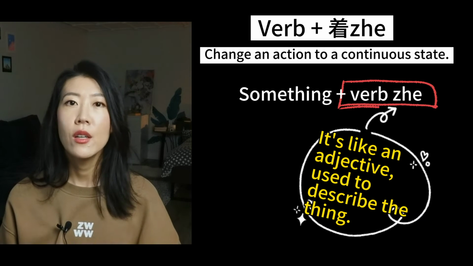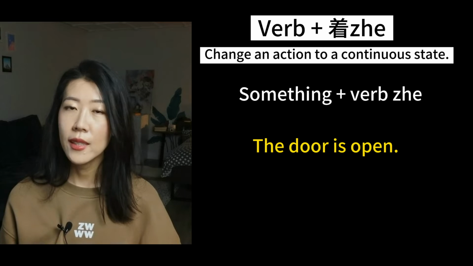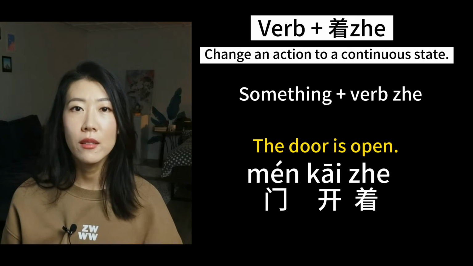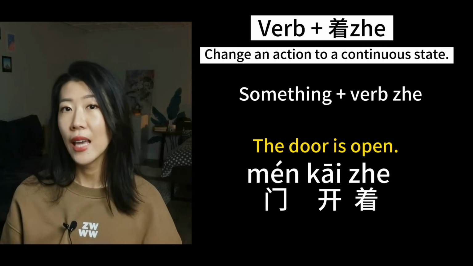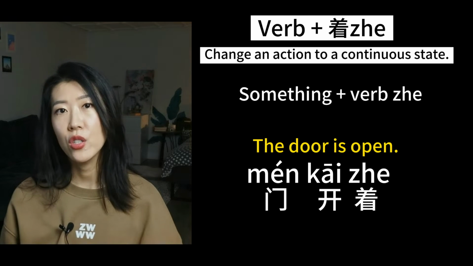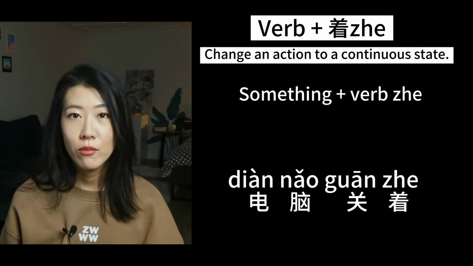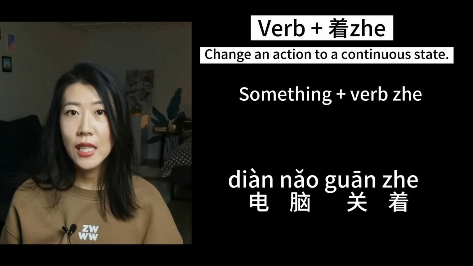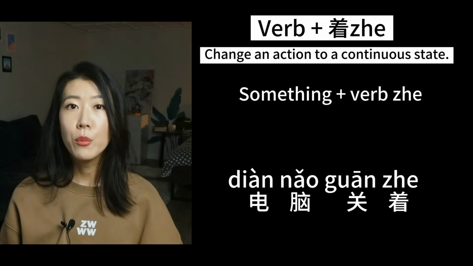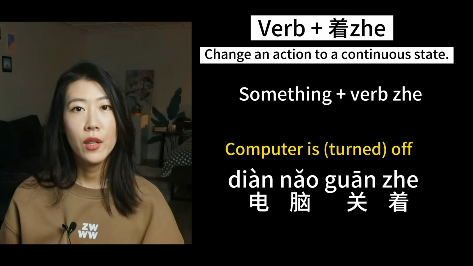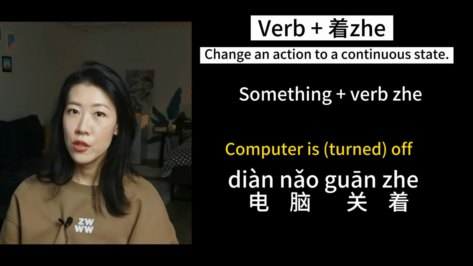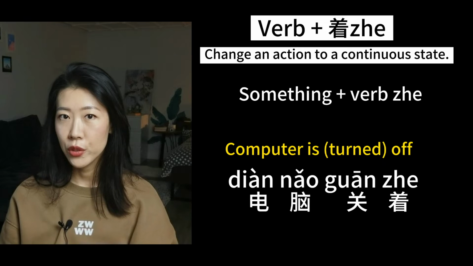When we translate "the door is open," in Chinese we can say 门开着, 门开着. We use 开着 directly to describe the door. 电脑关着, 电脑关着. 电脑 means computer. The computer is turned off. We use 关着 to describe the state of this computer.